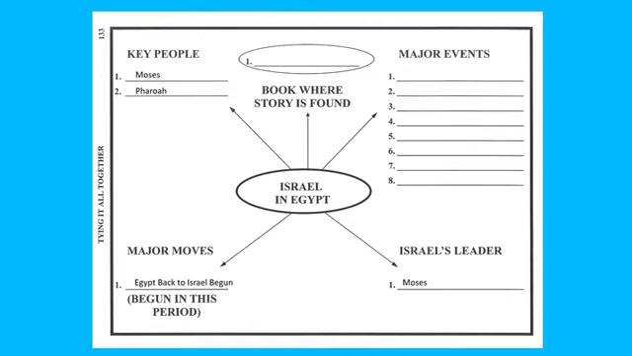Now, the major events of this particular time period: Jacob's family becomes a nation, like I said, from 70 to 2.4 million. Then there arose a Pharaoh that did not know Joseph. Now, see, Joseph was second only to Pharaoh, and Pharaoh dreamed dreams, and Joseph interpreted those dreams to be 7 years of plenty and 7 years of famine.